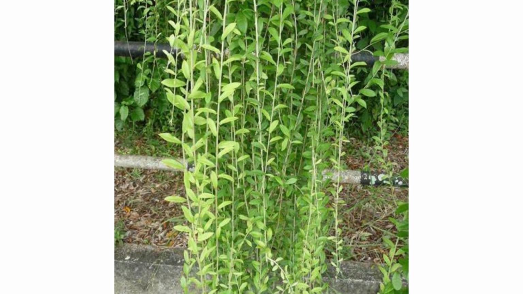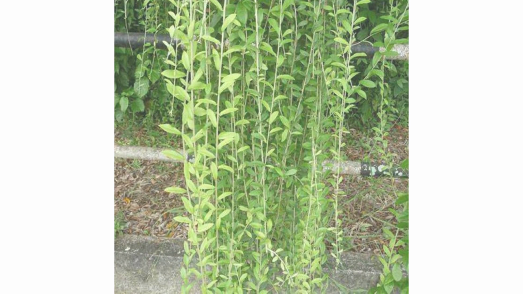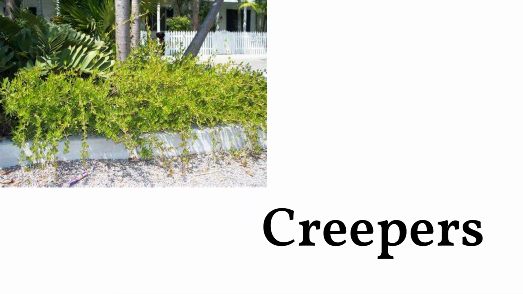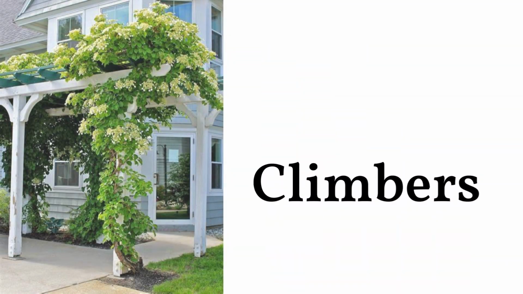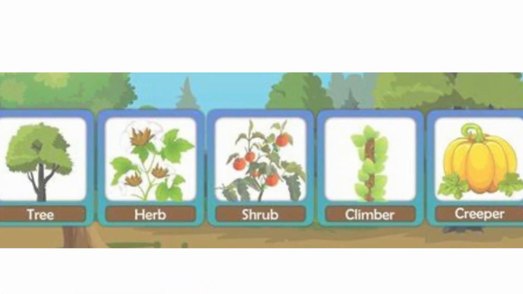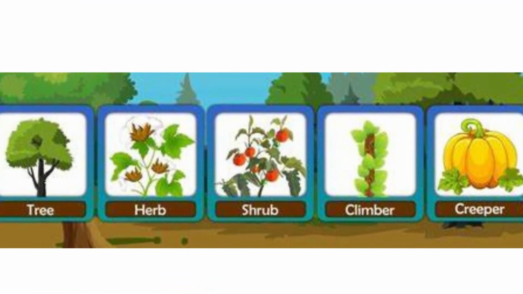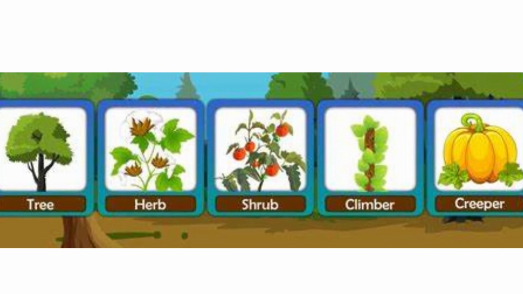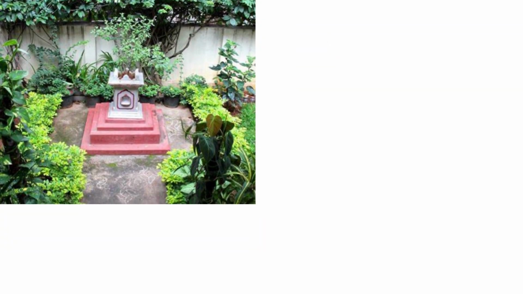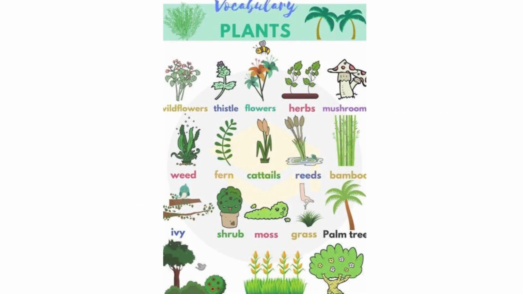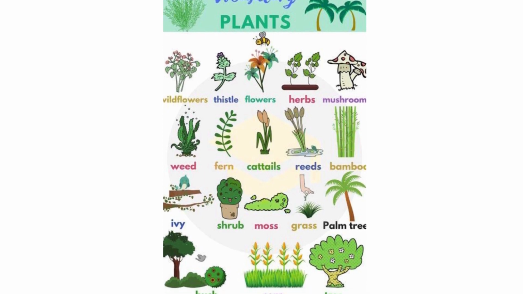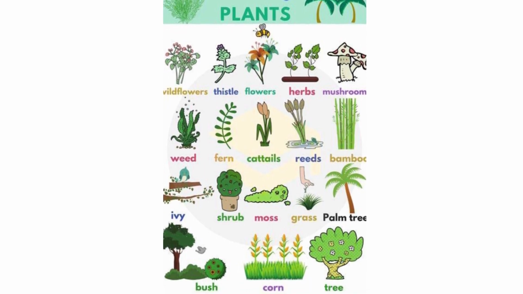There are plants with weak stem that cannot stand upright and spread on the ground, which are called creepers, while those that take support on neighboring structures and climb up are called climbers. These are different from the herbs, shrubs and trees. Perhaps there are some plants in your school or at home that you take care of. Write down the names of any 2 trees, shrubs, herbs or creepers growing in your house or school.